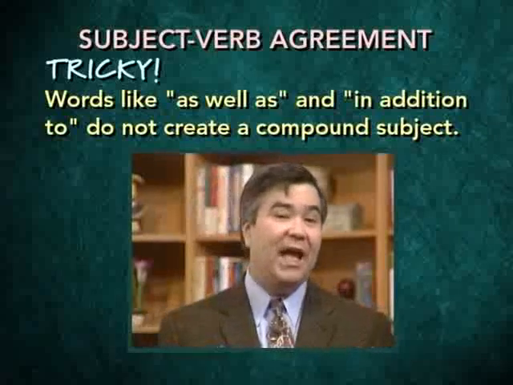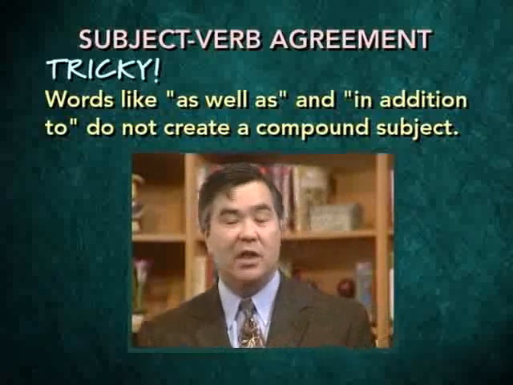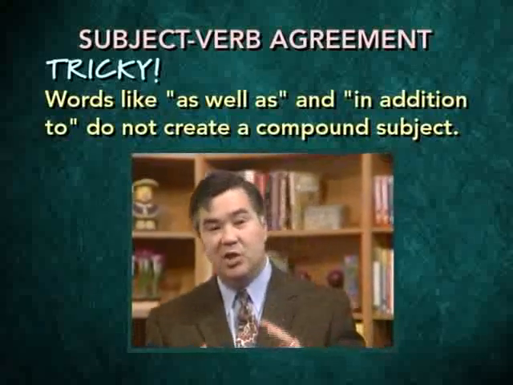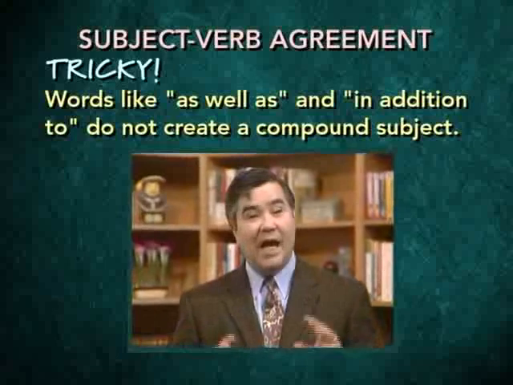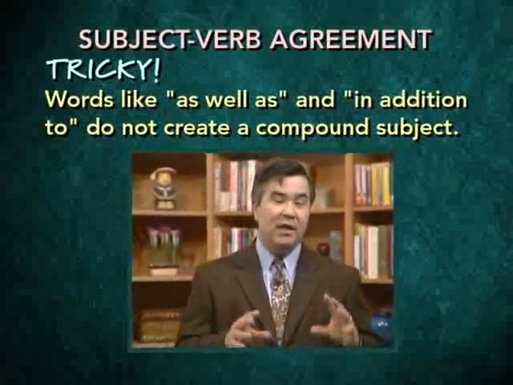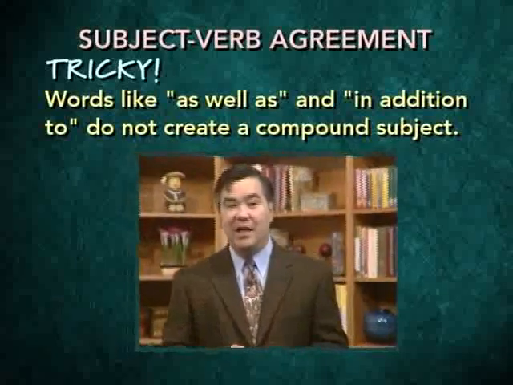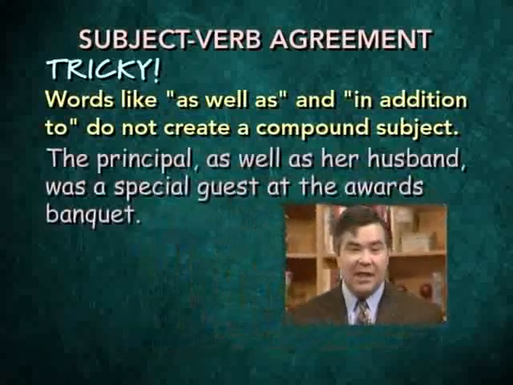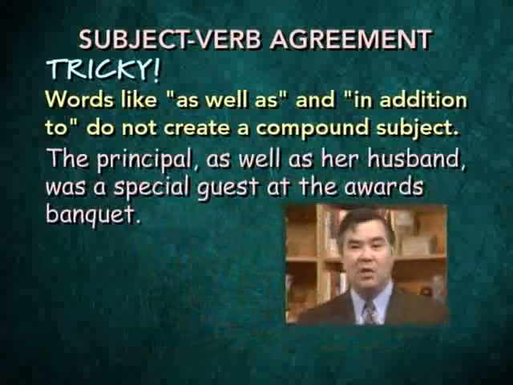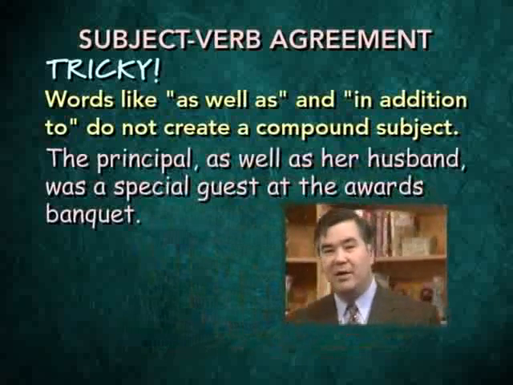The conjunction and creates a compound subject when it's used to join two words or phrases describing subjects of the verb. However, when the phrase as well as or the phrase in addition to is used in place of the conjunction and, the effect is different. Take a look at this sentence. The principal, as well as her husband, was a special guest at the awards banquet.